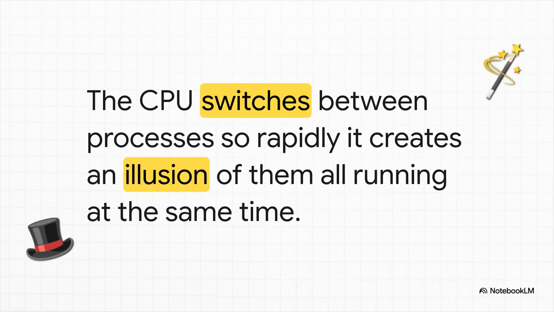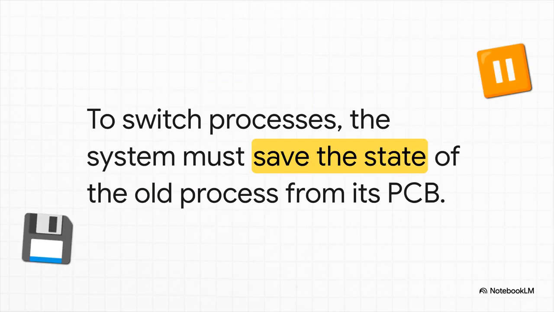And this super fast switch has a name. It's called a context switch. This is the fundamental trick, the core mechanism that makes multitasking possible on a single CPU core. So here's how it works.